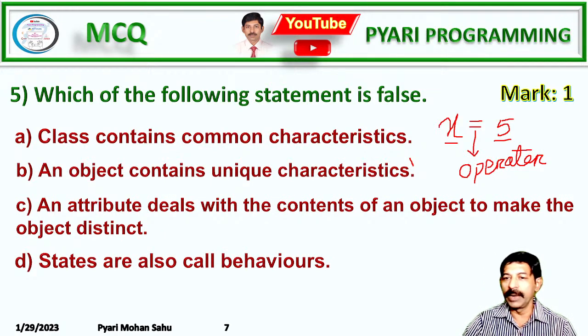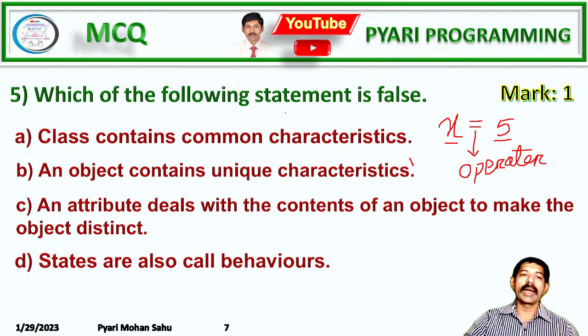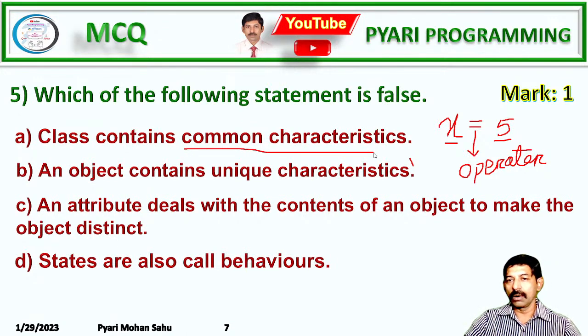Subhalakshmi says 5D. Pragjyoti says C. Now you have to understand each point. A class contains common characteristics. I am just waiting for one candidate's answer. After that I will answer you. I am waiting for Amrit Senapati and Smruti.